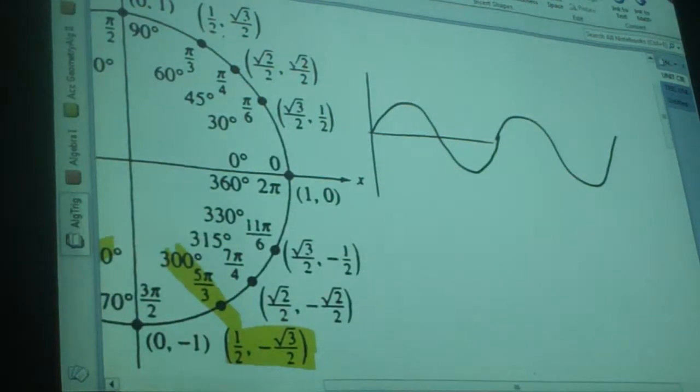Have you guys seen this in, like, do you guys take physics yet or not? No. Well, you'll see this in physics too. You'll see a lot of this trig stuff in physics. It's a sine wave, and it keeps going back and forth, back and forth.